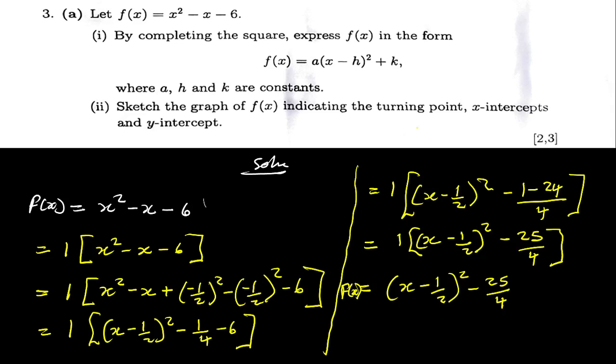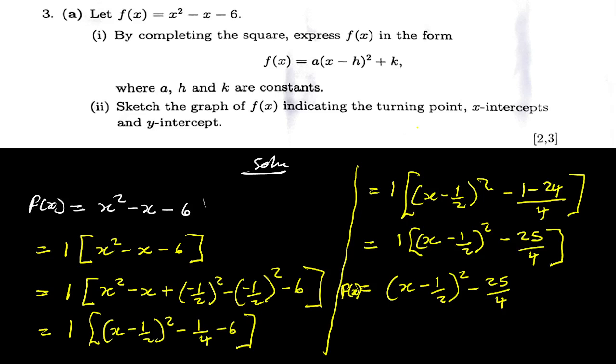So I have written f of x to be equal to (x minus 1/2) squared minus 25/4. Okay, so for me to look for the turning point, which should be my first task, I'll write the TP. The TP for the x coordinate: x minus 1/2 is equal to 0. So x is equal to half.